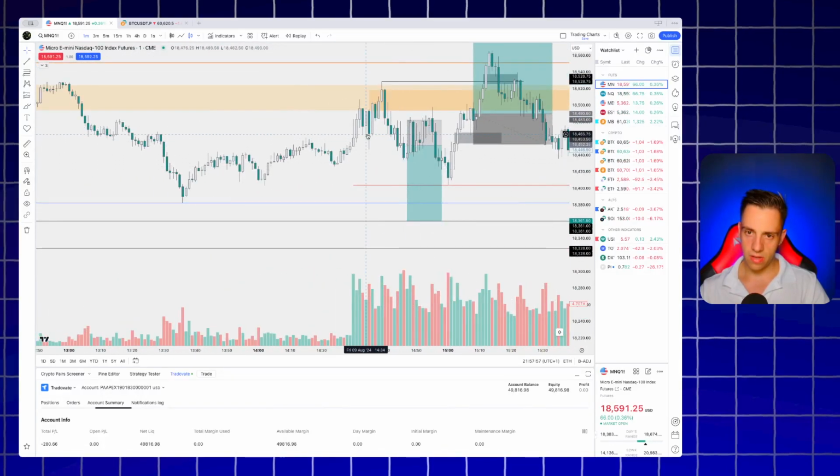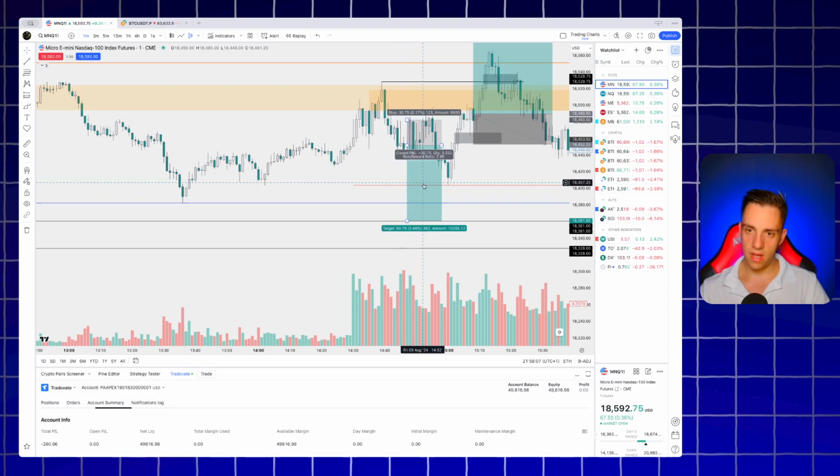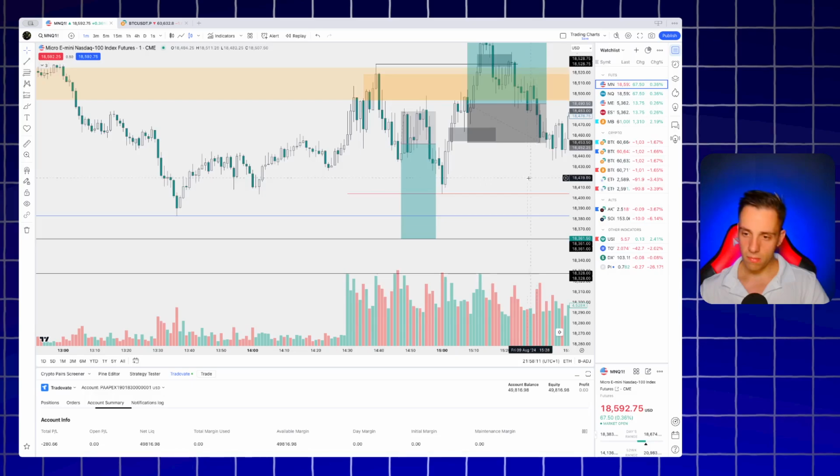So I see this downtrend. We broke the structure here. I see that we've wicked through this order block, respected it. So I decided to put my entry here and stop loss above this high, targeting these lows, since the 15-minute trend was bearish, and the 1 hour trend was also bearish.